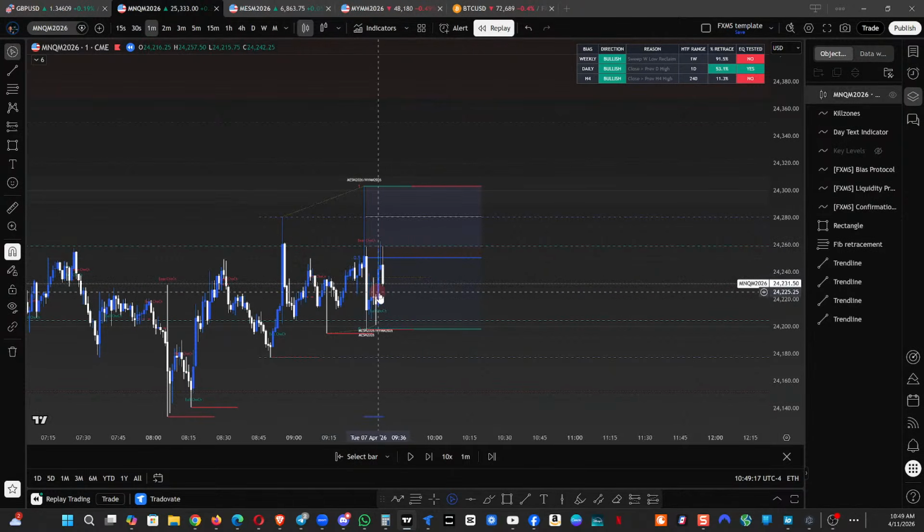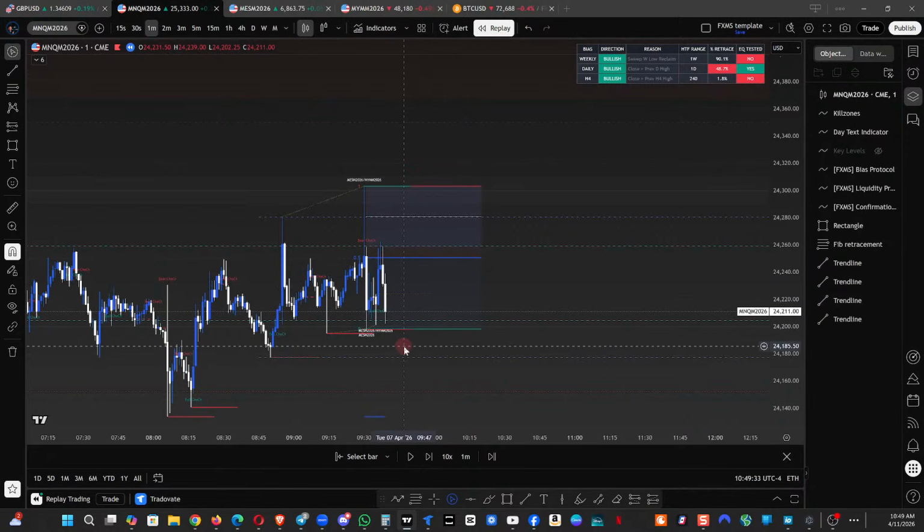There's an imbalance here. So what I'd like to do is actually confirm a little bit more and just have it trade through this imbalance, because I don't want it to bounce off this imbalance and then go higher. So I'd want to see it go through this imbalance first, which yeah, it does there. Okay, so right there you could take the entry.